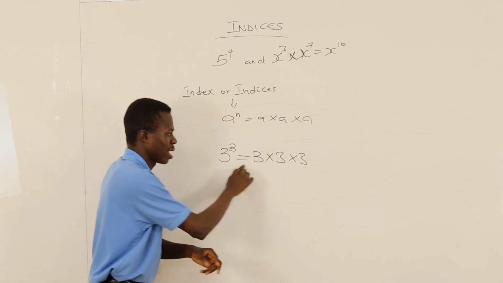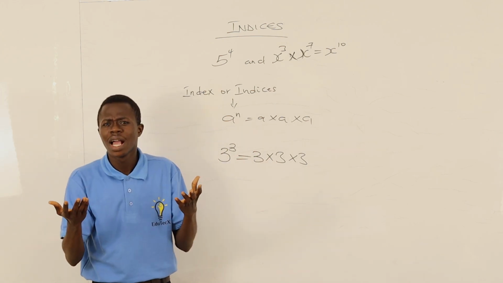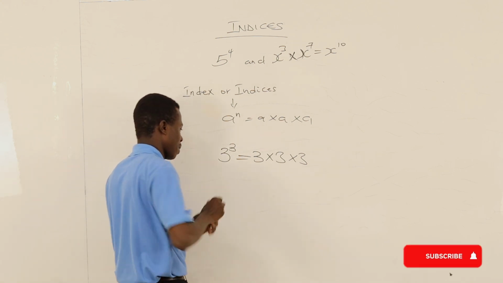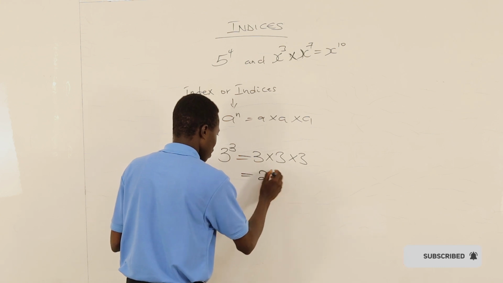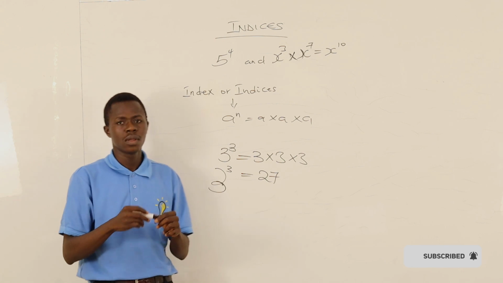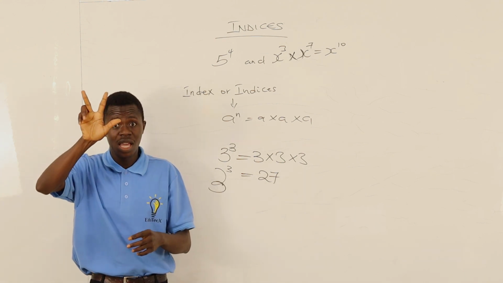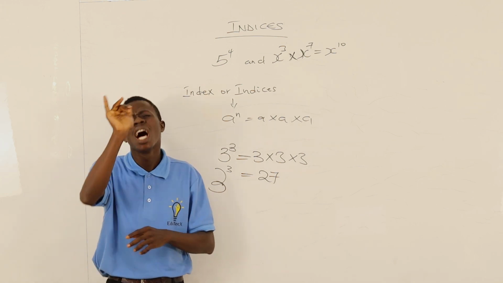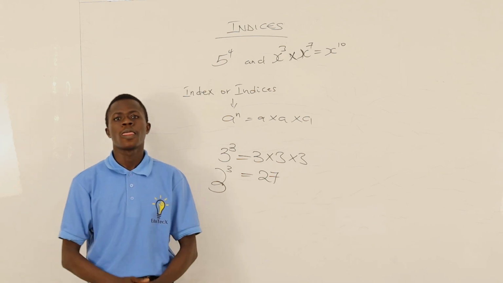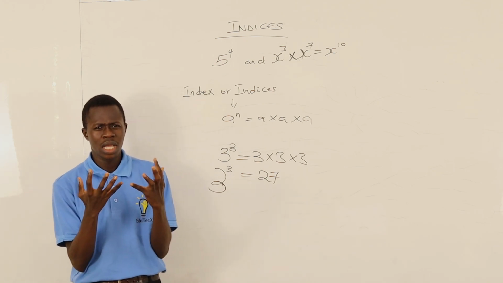And then what would the final answer give us? The first 3 multiplied by 3 will give us 9. And then 9 multiplied by 3 will give us 27. So the answer for 3 raised to the power 3 will be 27. So that is how to expand an index, or when you are given indices in this form, that is how to expand it.